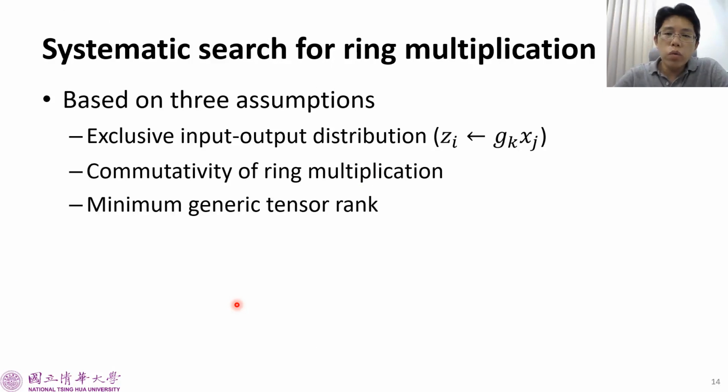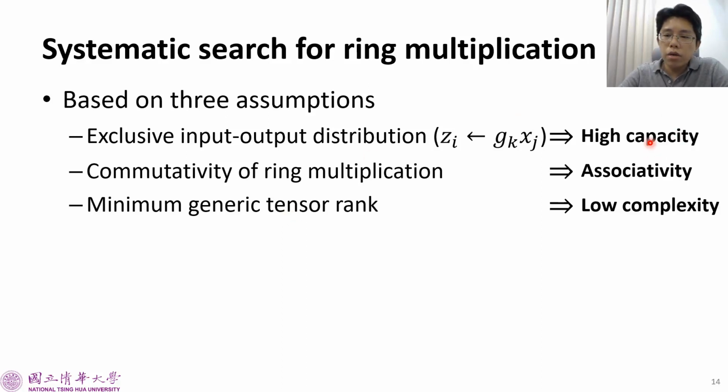Besides the algebras we know, such as complex number, quaternion, and group convolution, we want to do a more extensive comparison for different ring algebras. So we do a systematic search for ring multiplication based on the following three assumptions: exclusive distribution from input to output, the commutativity of ring multiplication, and minimum generic tensor rank. These assumptions can lead to high capacity, associativity, and low complexity, respectively.